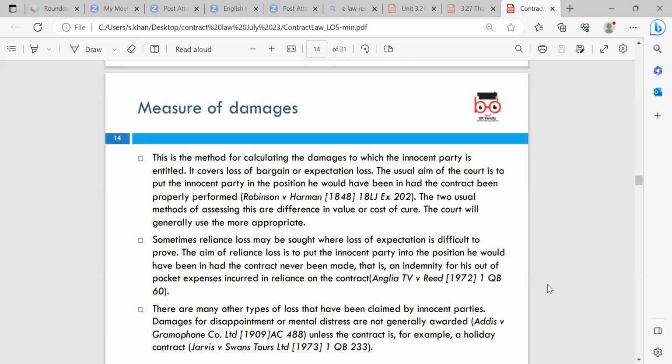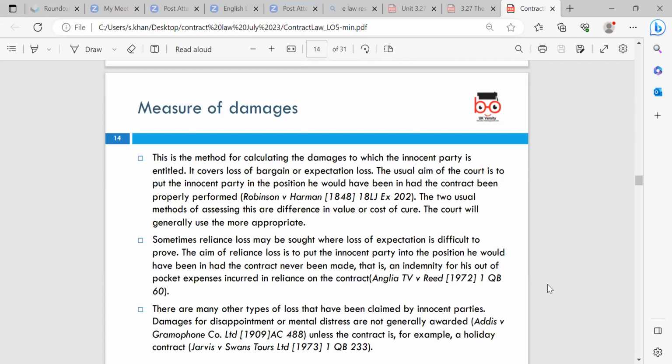In this case, the claimant, Anglia Television, engaged Oliver Reed to play the leading role in a television play. Subsequently, Reed pulled out and Anglia was unable to find a replacement. They abandoned the play but had incurred expenses amounting to £2,750.